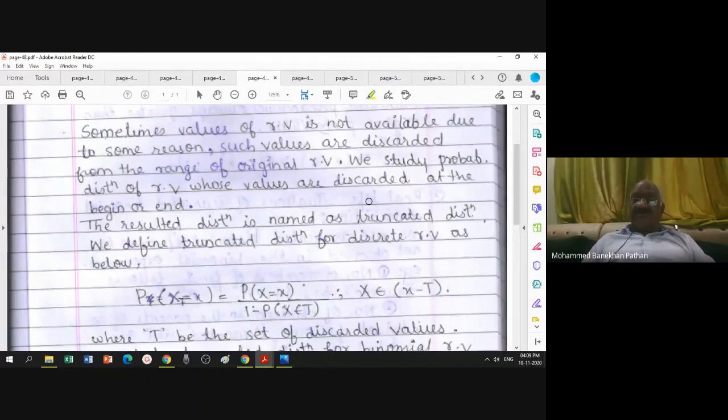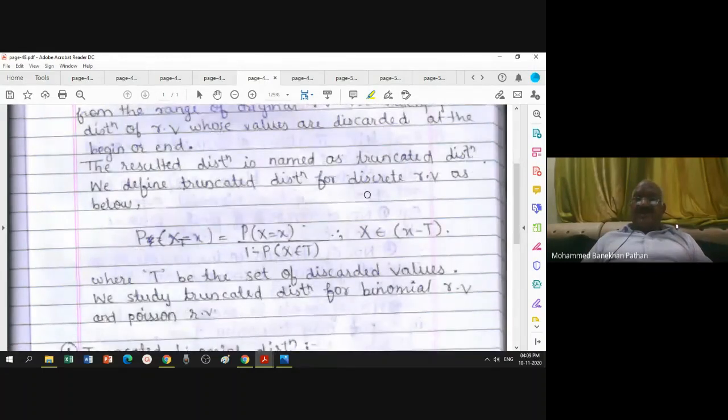So this is a method to omit, to neglect some of the values at the beginning or some of the values at the end. For the rest of the values, we study the distribution. That is called a truncated distribution. The resulting distribution is named a truncated distribution.